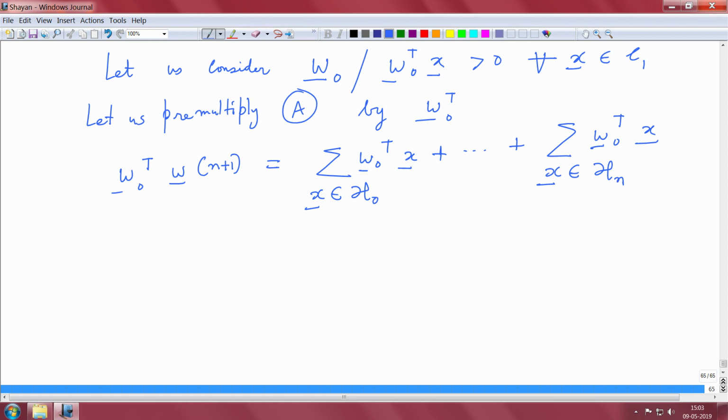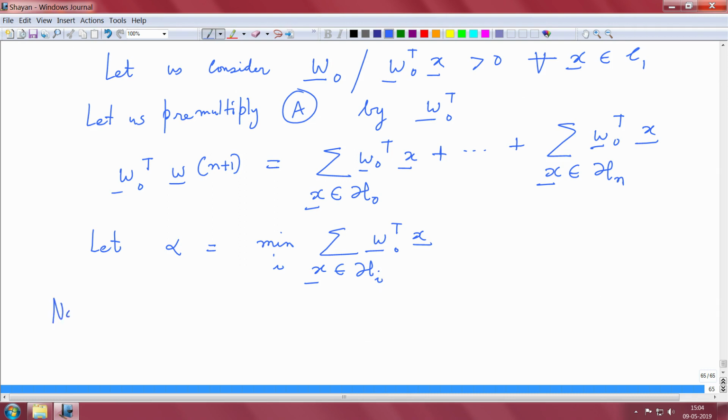Now, from here we follow the same steps, it is pretty straightforward. So, let us assume that we have a minimum of these summations, right. We look at all these individual sums, and there is a minimum for these individual sums, and let that be alpha. Let alpha be the minimum over all i of the summation of W naught transpose x for x belonging to some set H i in the process of this update.